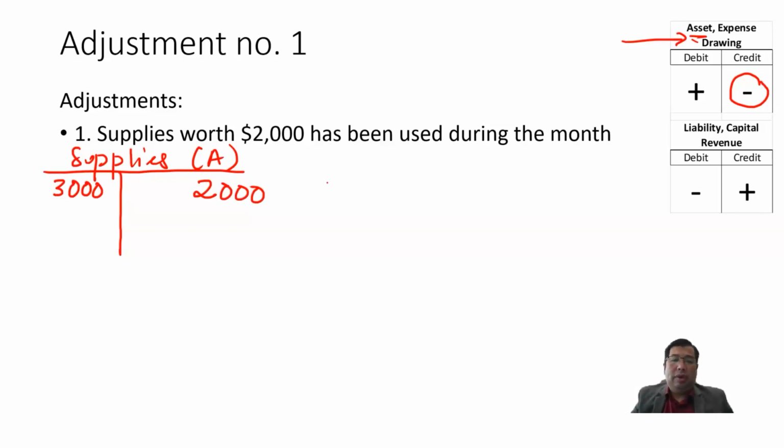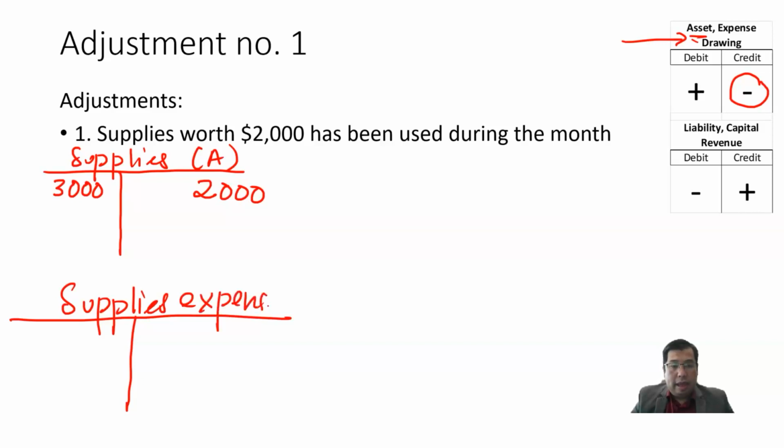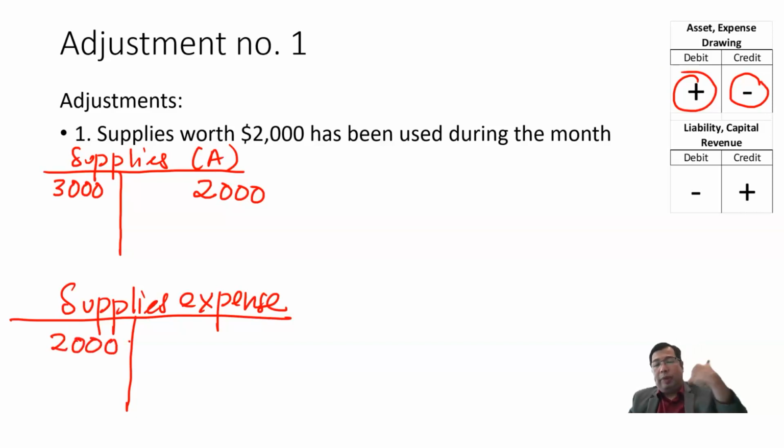And then this will fall under, from the assets, now it becomes supplies expense. Supplies expense. Are you okay? So the expenses increase. This is your expenses. The expenses increase by 2,000. Your supply asset reduced by 2,000.